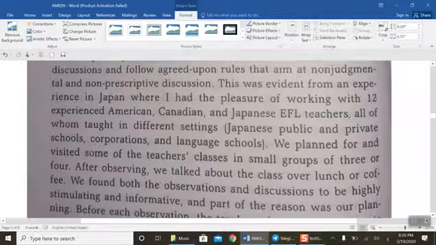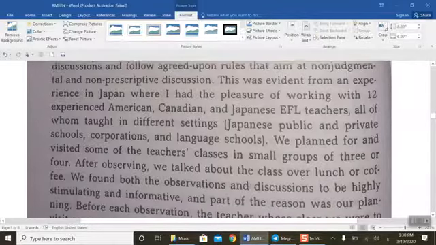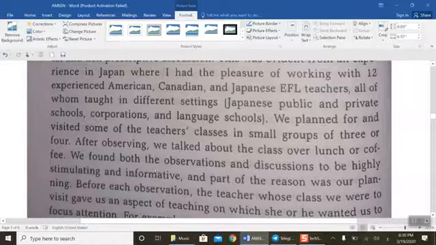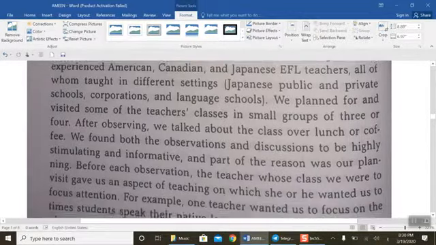After observing, we talked about the class. Okay, so they talk about the class, what happened inside the class, over lunch or coffee. We found both the observations and discussion to be highly stimulating and informative, and part of the reason was our planning. They talk about the methods and the ways and what happened inside the class, after visiting each other's classes.